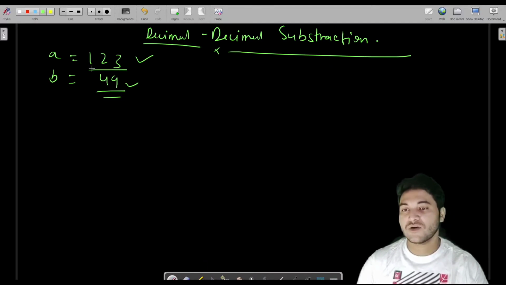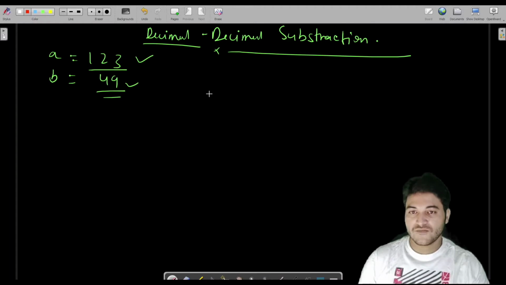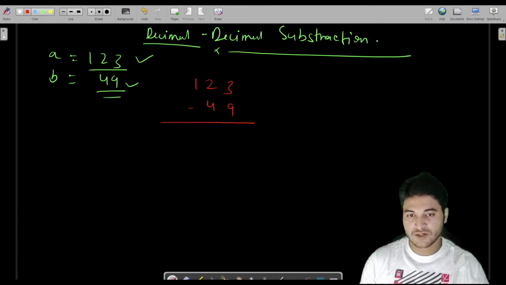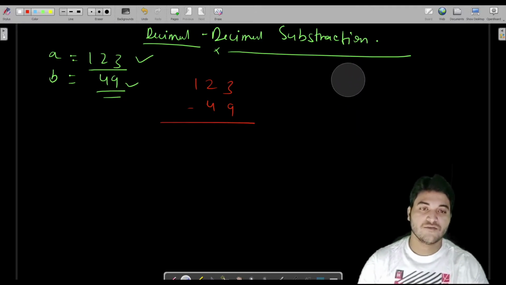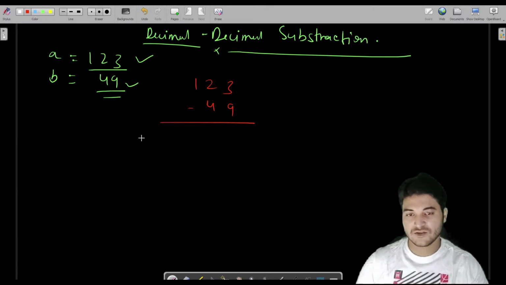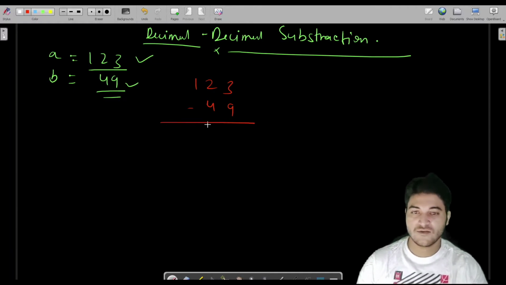Now let us see how we are going to subtract this. Again, this is the simple math which you have learned in school. We have given 123 and 49, and we have to subtract these two numbers. Of course we can do it by just applying the minus sign in our program, but we have to apply the logic which is executed behind the scenes. So how do we subtract these numbers?